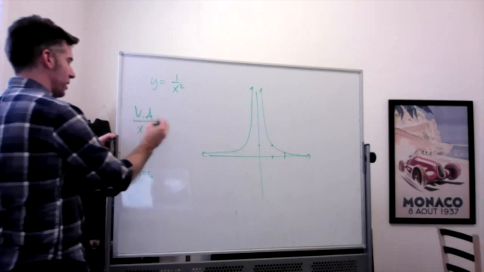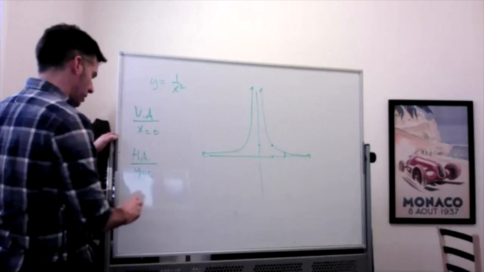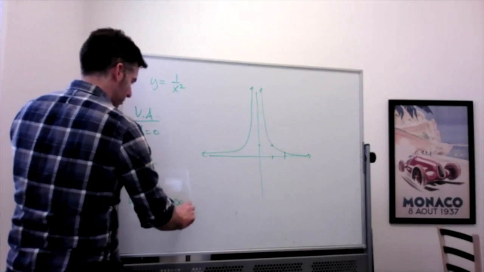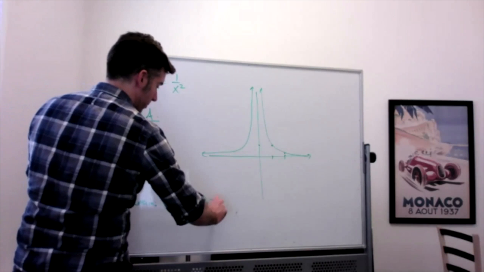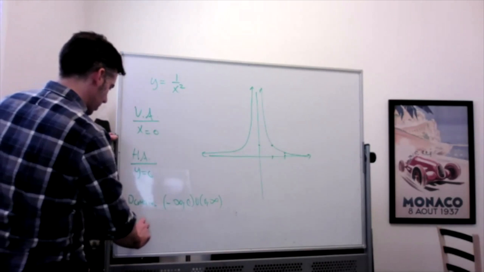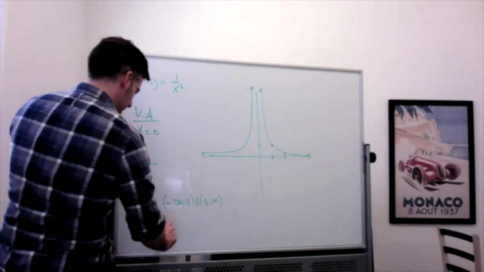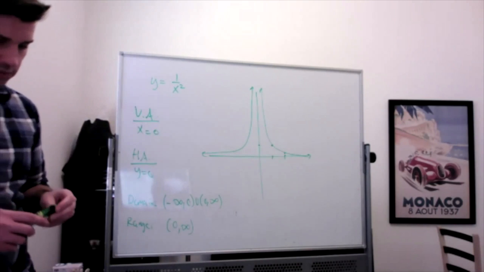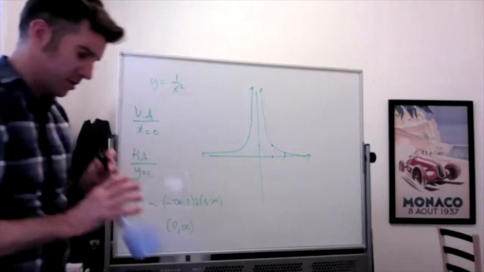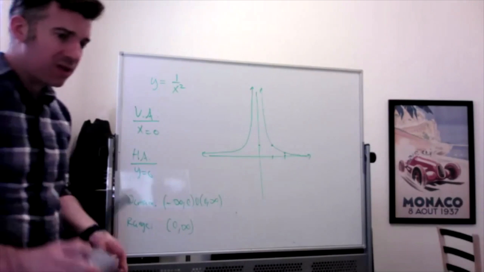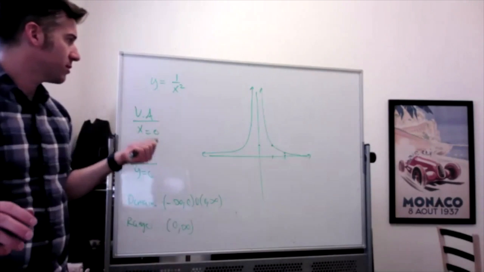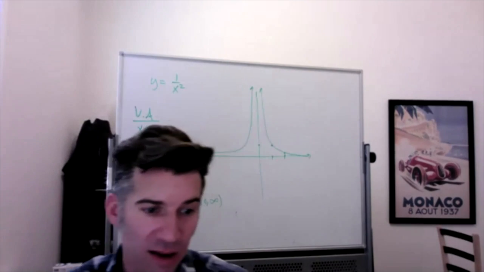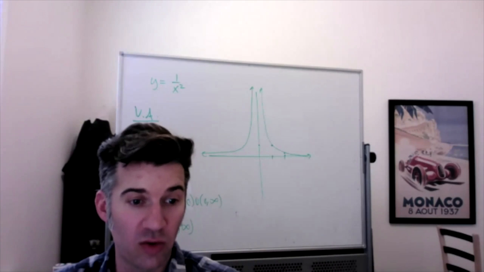So you have a vertical asymptote at x equals 0, a horizontal asymptote at y equals 0. The domain is still the same as before. It's everything except for 0. The range, on the other hand, is only positive values. Everything from 0 exclusive to infinity. So those are some graphs, some parent graphs.